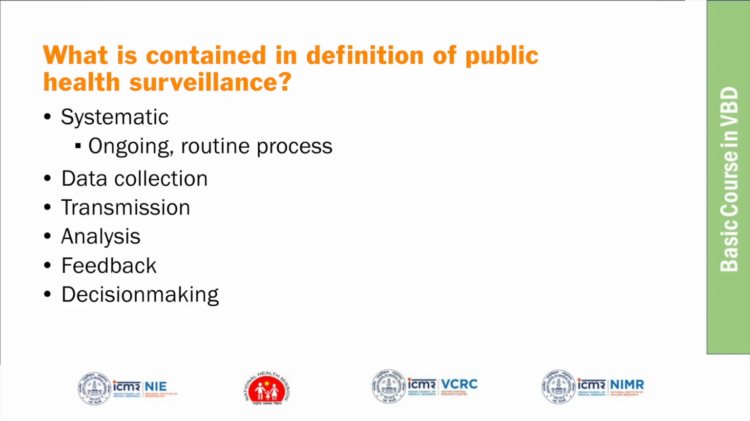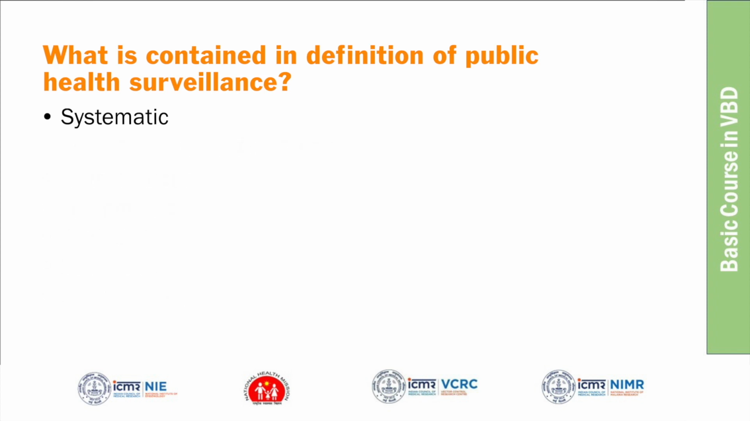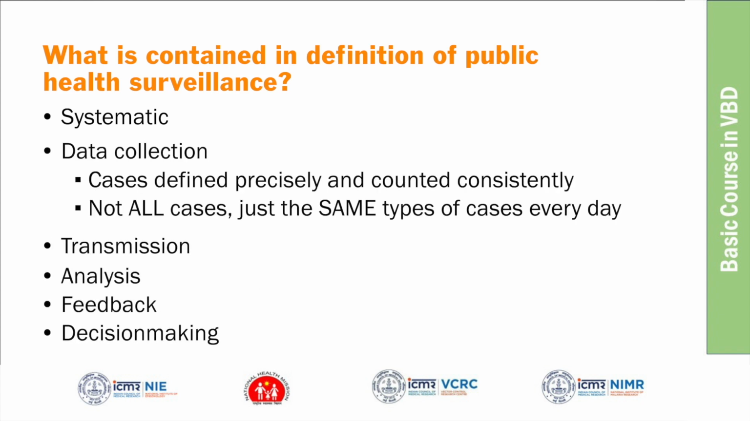Each word has a separate meaning in the definition. So the word systematic means an ongoing and routine process of data collection. So what kind of data are we collecting? We are collecting predefined cases data, counted consistently. We are not going to collect all the data from the community or hospitals, but we have a list of cases we already mentioned. We listed what cases we need to collect from the community or hospital settings. So that data only we are going to collect every day.